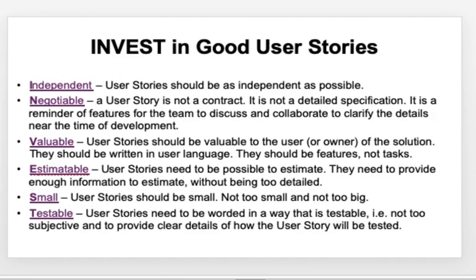So when I say independent, user stories need to be as independent as possible, and it is negotiable. Definitely it is not a contract, and it definitely should be valuable to the user, the owner, and all stakeholders. And definitely it should be estimatable, and it should be small, neither too small nor too big, and it should be testable. So you cannot write it too subjective in nature. If you write it too subjective, then it's going to be difficult to test.